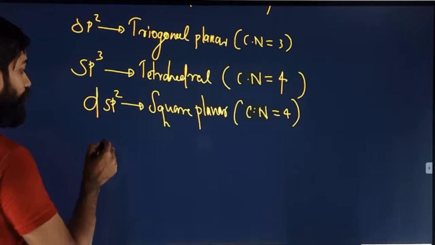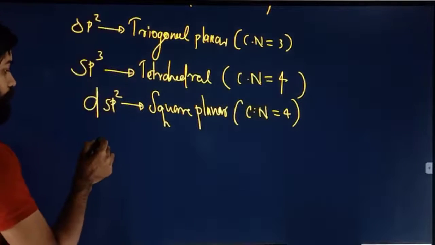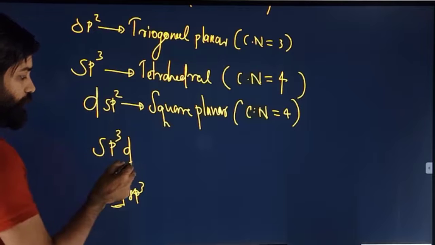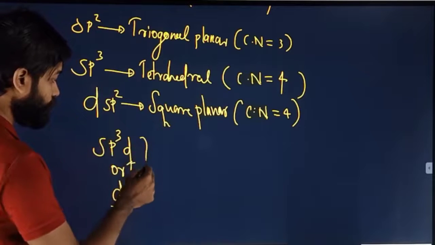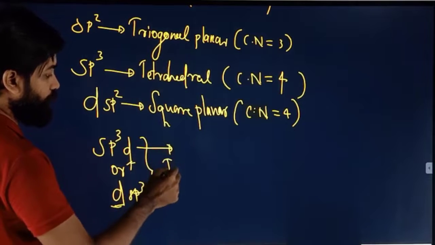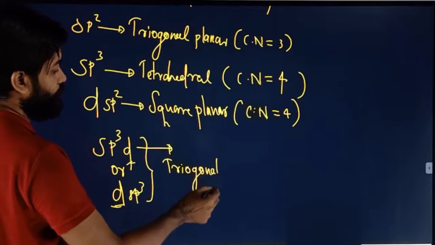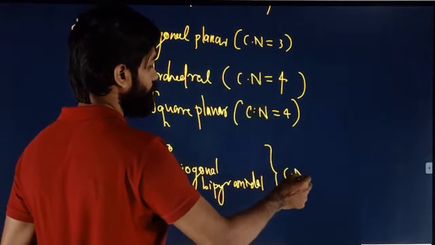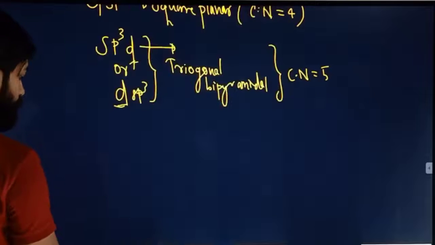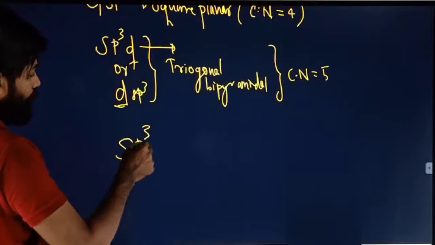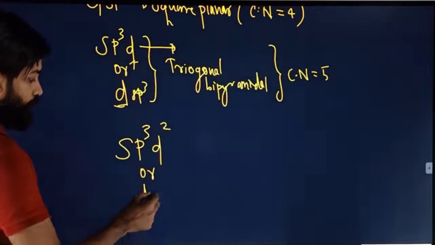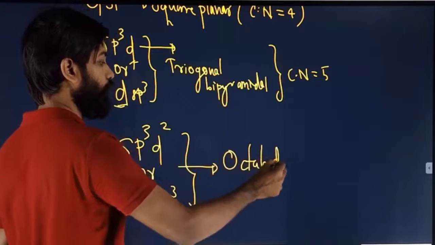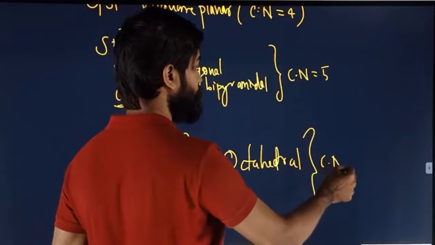In the case of coordination number 5, it is either sp3d or, in the case of strong ligands, dsp3. dsp3 means inner d orbital, sp3d means outer d orbital. Both have the same shape, trigonal bipyramidal, and the same coordination number 5. One more is sp3d2, the most common one, or d2sp3. Both have coordination number 6 and the same geometry: octahedral.